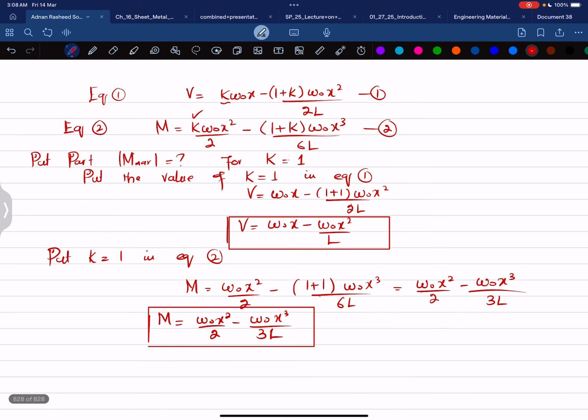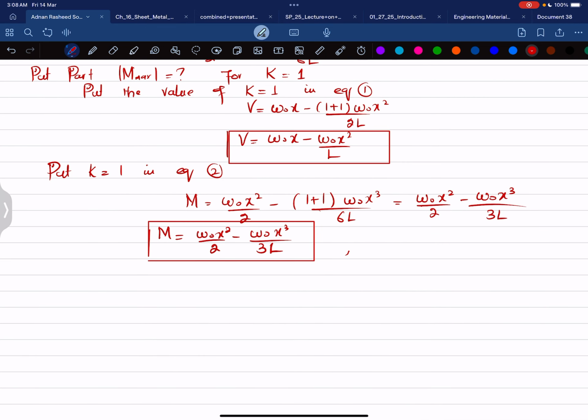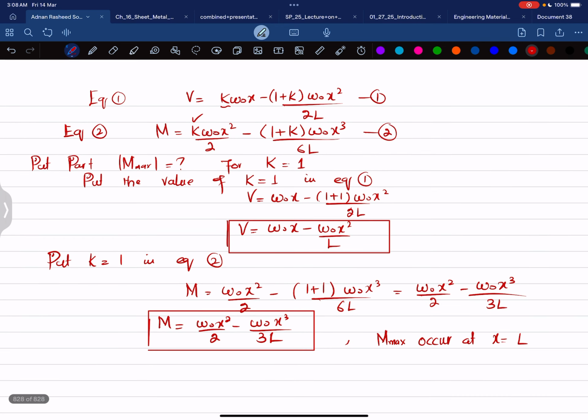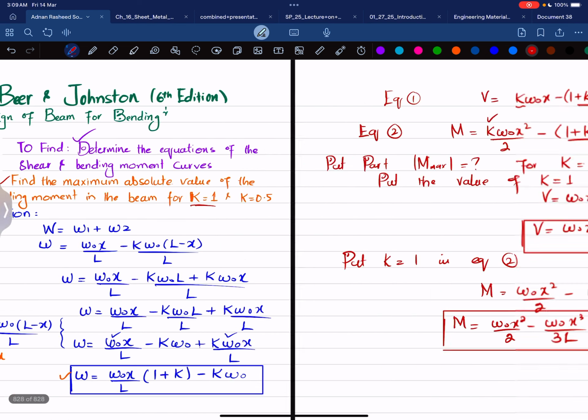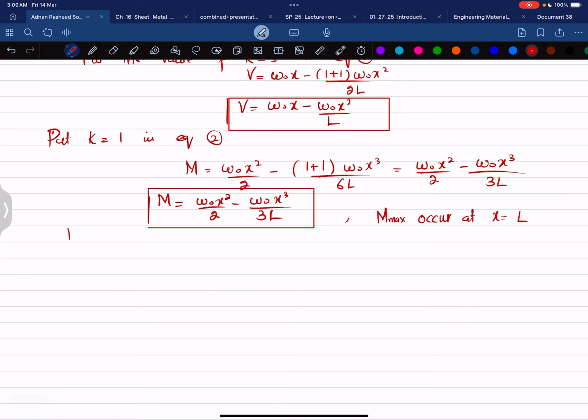Now we will find the maximum bending moment. So we know that maximum bending moment in a cantilever beam occurs at X is equal to L, because at the fixed end we will have maximum bending moment. So put X is equal to L in the above equation of bending moment.